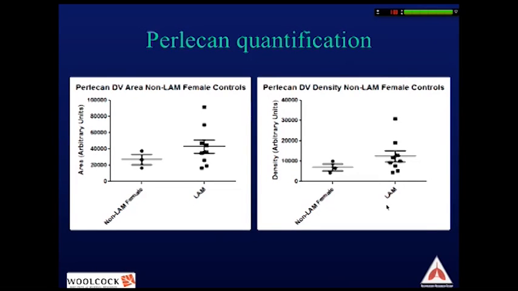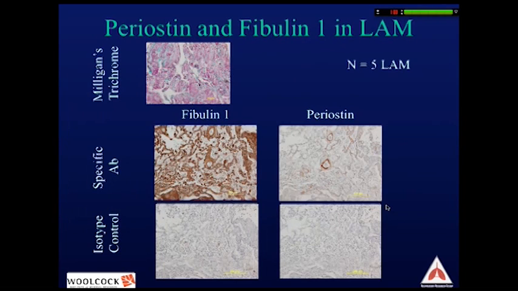However, again, when we look at just the female control groups, we haven't got significance as yet, but we need to increase these numbers. So we're now interested in, rather than the overall amount of these matrix proteins, are there changes in the way they're structurally deposited into the extracellular matrix?